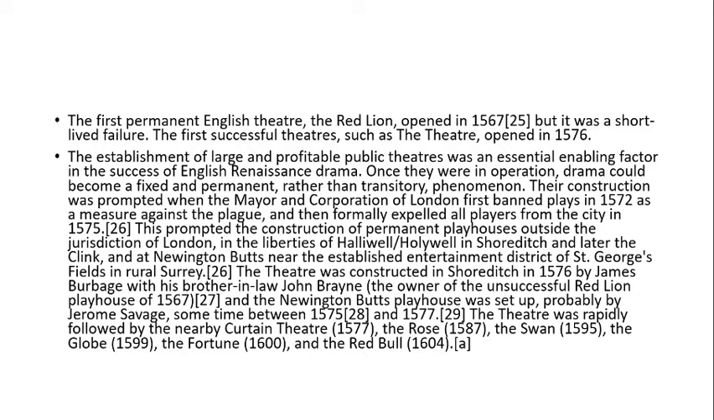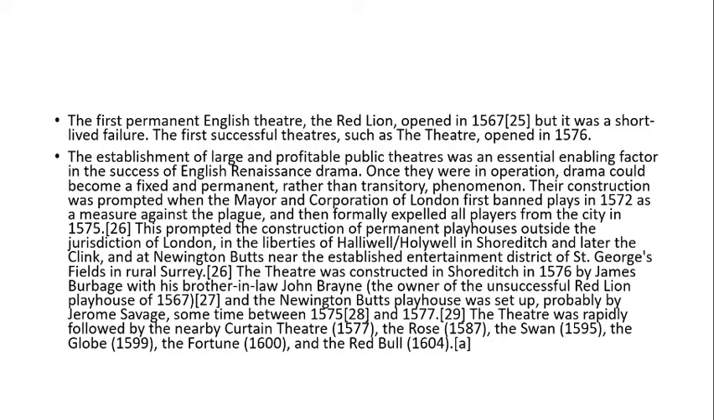So, the establishment of large and profitable public theatres was an essential enabling factor in the success of English Renaissance drama. Once they were in operation, drama could become a fixed and permanent rather than transitory phenomenon. Their construction was prompted when the Mayor and Corporation of London first banned plays in 1572 as a measure against the plague, and then formally expelled all players from the city in 1575.